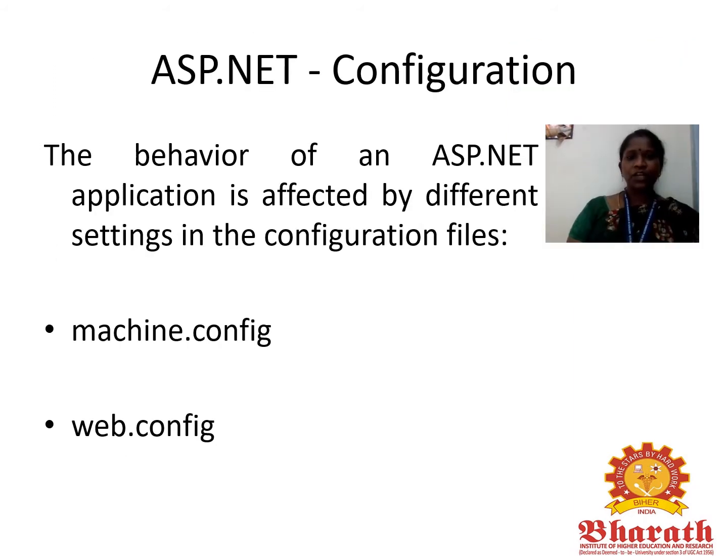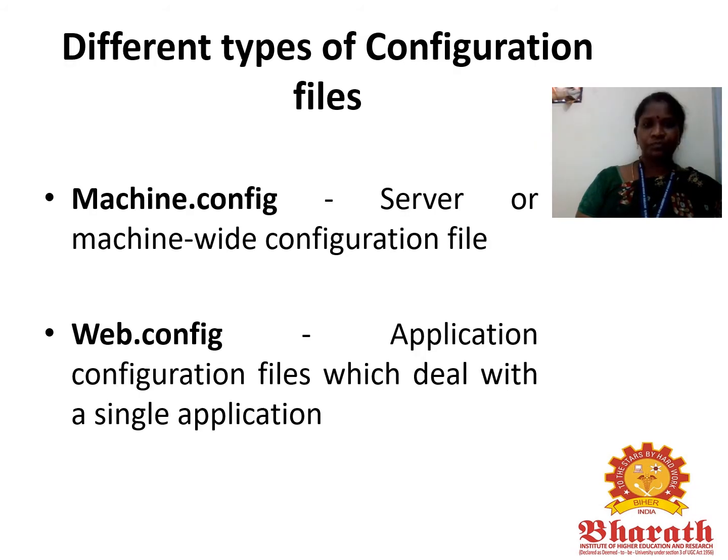Next, ASP.NET configuration behaviors. The behavior of an ASP.NET application is affected by different settings in the configuration files. There are two settings in the configuration files. One is machine configuration, another one is web configuration. The short form is machine.config and web.config. These are the different types of configuration file.